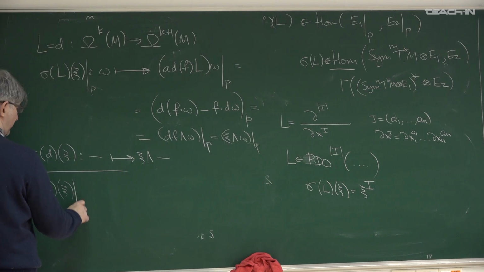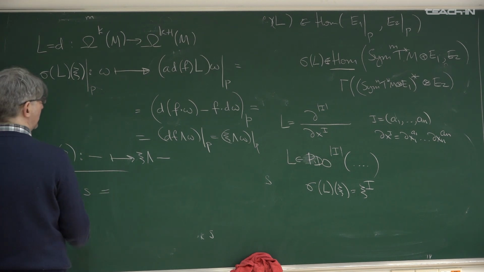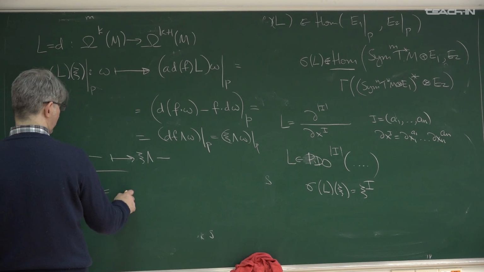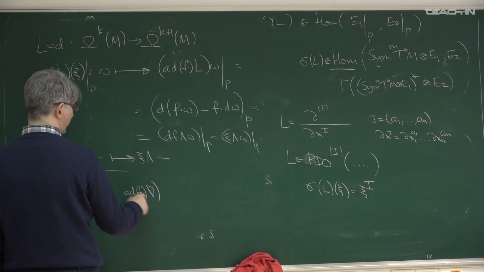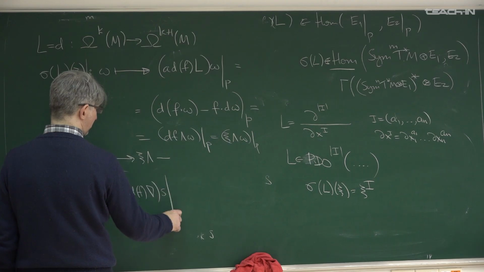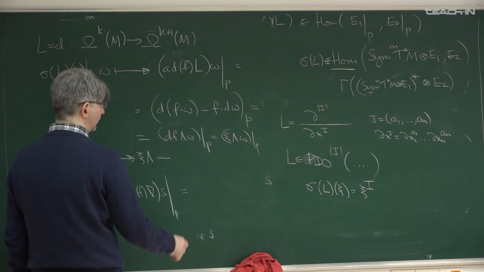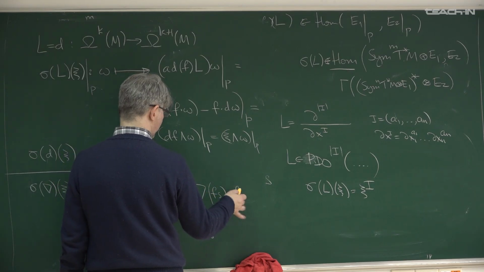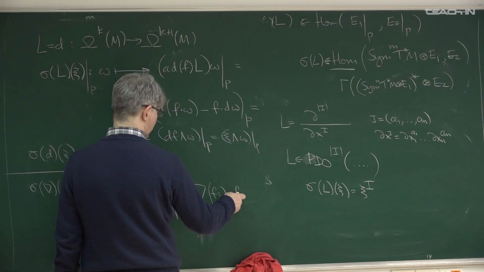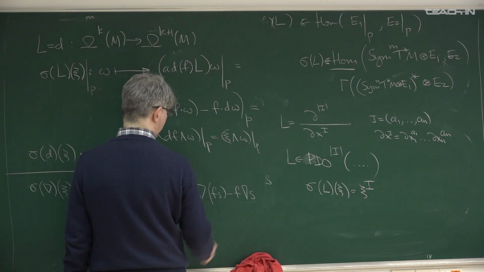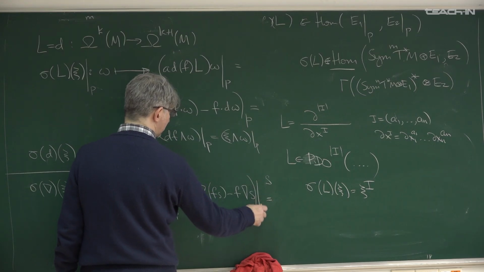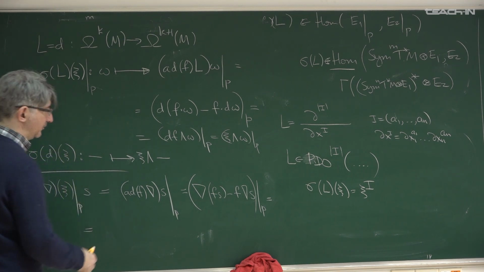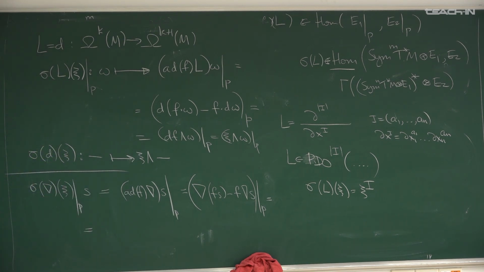Again, I apply it to the section s. What should I do? I should calculate the commutator of f with nabla, apply it to the section, and then calculate everything at the point p. So this is the covariant derivative of what? nabla of fs minus f nabla s, substitute here point p. Please make the calculation in your mind. What happens? Psi times s.